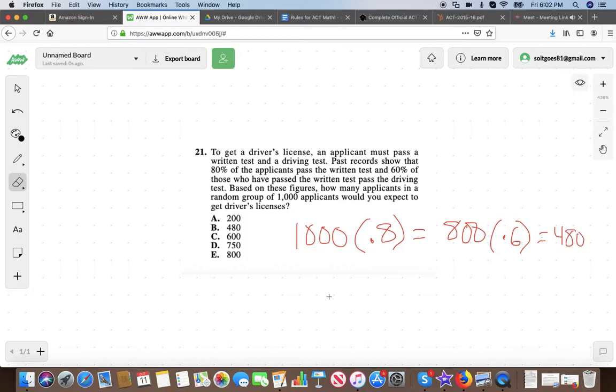I mean, come on. It's so easy if you know percent increase and decrease. If you know what percent means. Again, 80% just means 0.8, because 80 divided by 100 is 0.8. 60% is 0.6, because 60 divided by 100 is 0.6. Does that make sense? Yes. Okay.